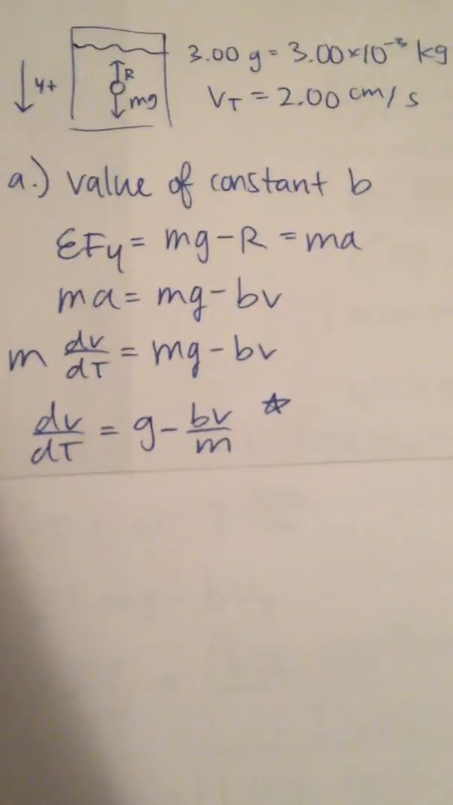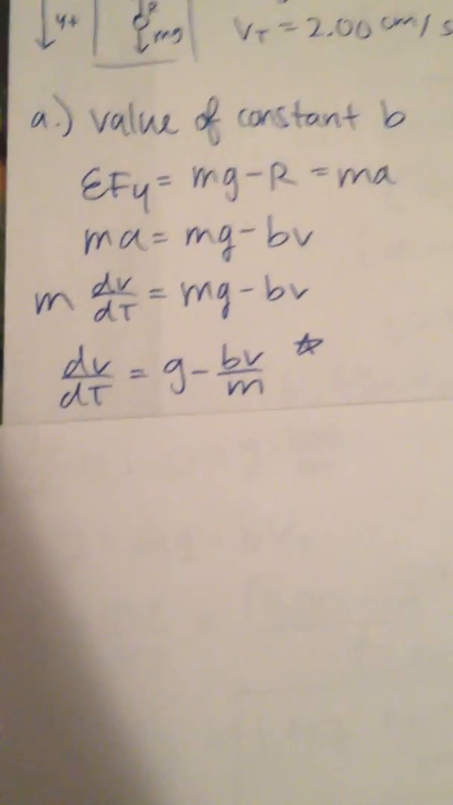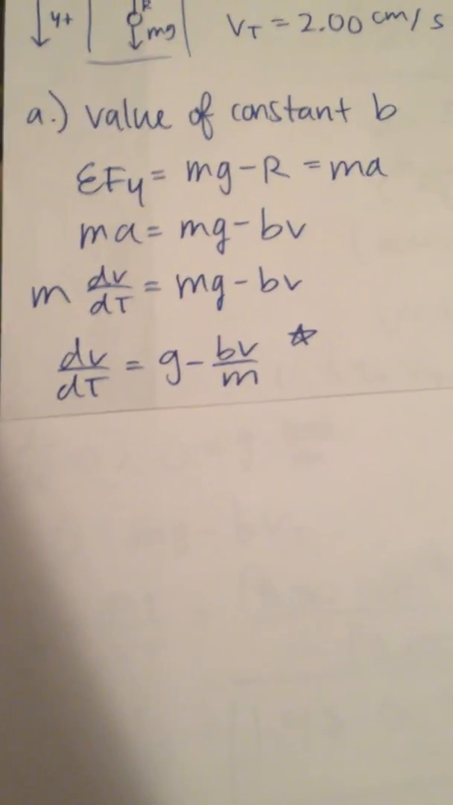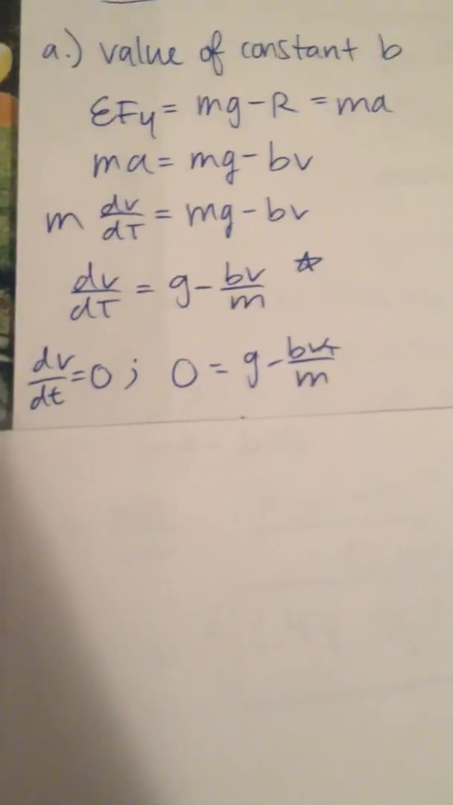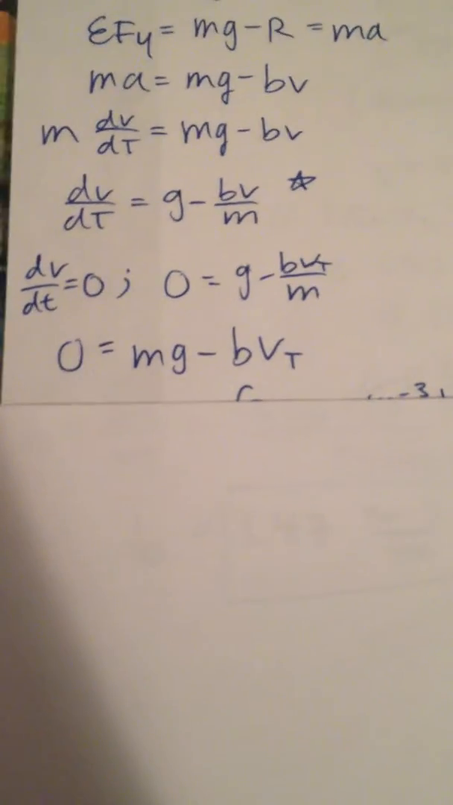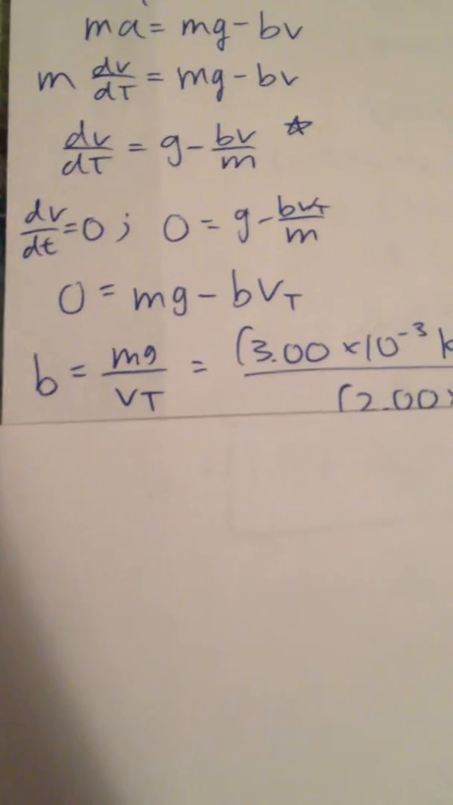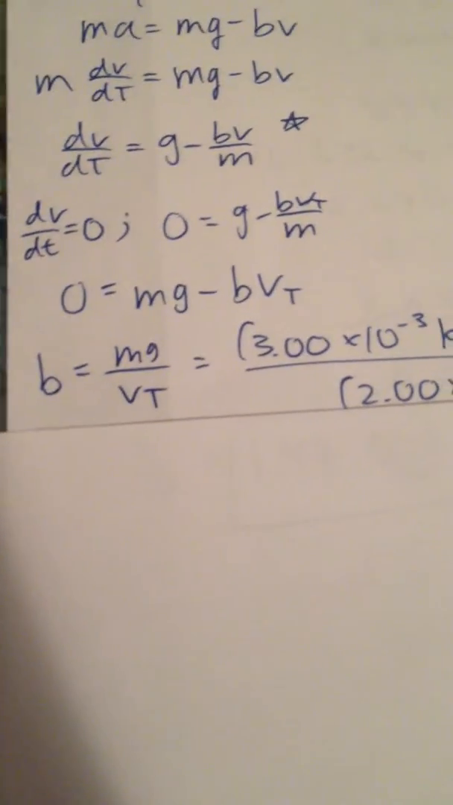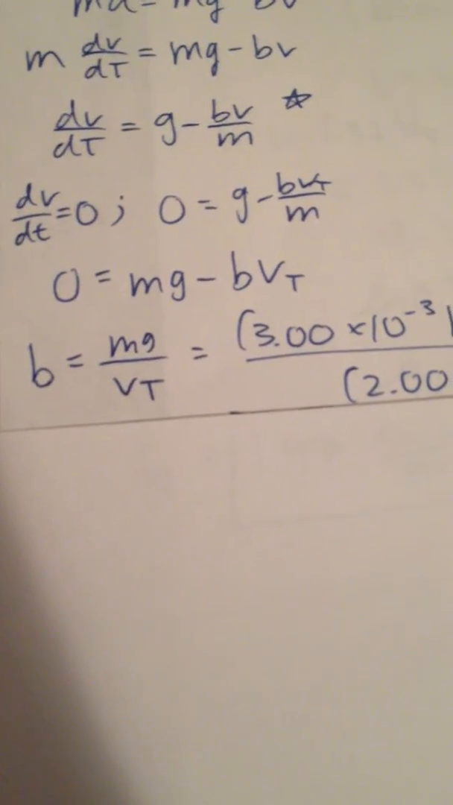And we can move it around to isolate dv over dt on one side, and I'm putting a little star next to that because we're going to go back to it later for part B. So we want to set the acceleration equal to 0 because at terminal velocity it's just going one velocity and it's not accelerating. And we can just move it around to get that equation. And then b equals mg over vt, and because we're setting it all equal to 0, it's at terminal velocity. That's why we added the little t next to the v.